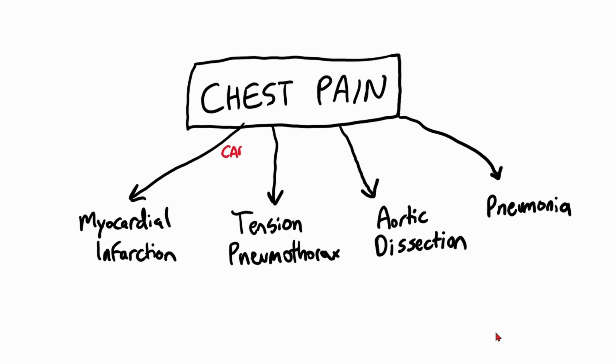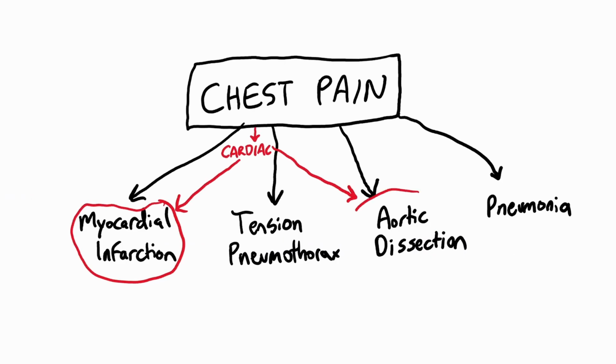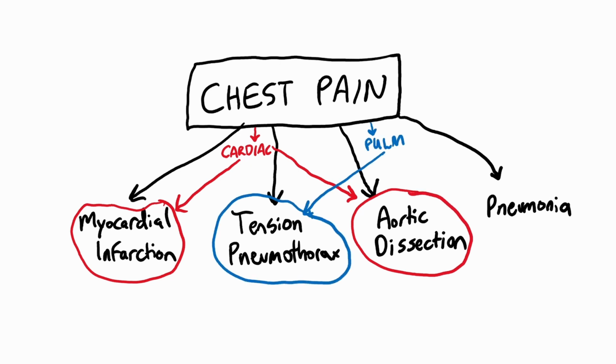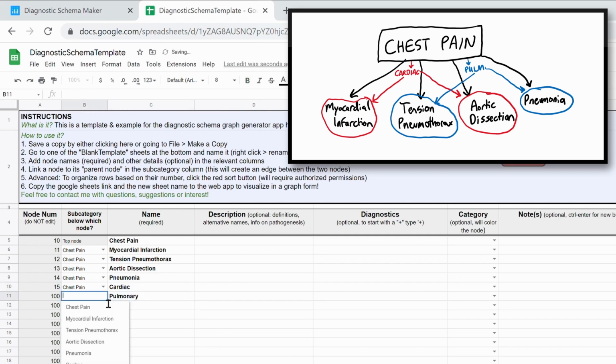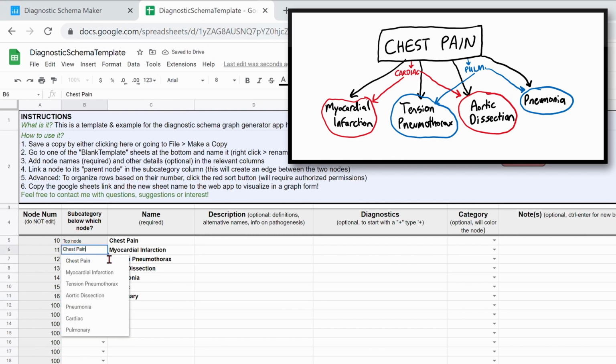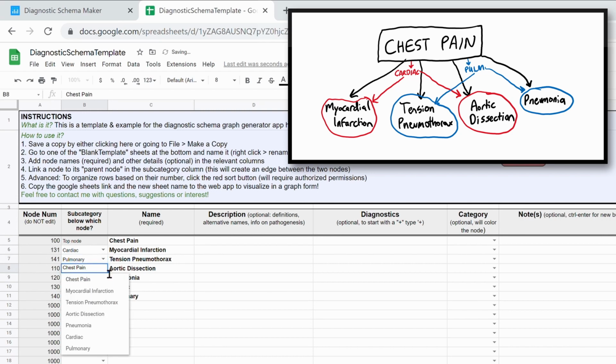You probably noticed that some of these diagnoses can be further subcategorized into cardiac causes of chest pain and pulmonary causes of chest pain. If we wanted to redo this schema, we'd have to completely redraw and reorganize. But if we go back to our Google Sheets, this is easy. We'll just add a cardiac node and a pulmonary node. Then connect these to the chest pain node. Finally, connect the other diagnoses to their correct subcategories.